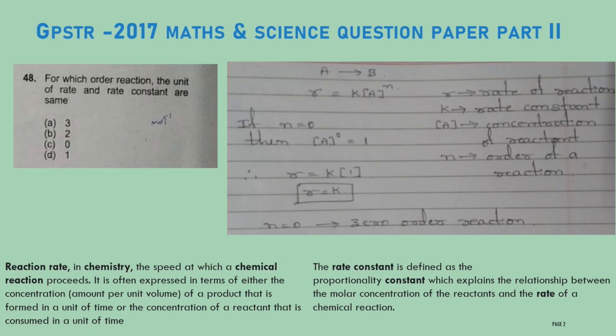Therefore, if you substitute n is equal to 0, it is nothing but a zero order reaction. Only in the case of a zero order reaction will the rate of a reaction be equal to the rate constant. Therefore the correct option for this question is zero order reaction, where the unit of rate of a reaction is equal to that of the rate constant. Here you have to remember, at zero order reaction the units of rate and rate constant are equal.